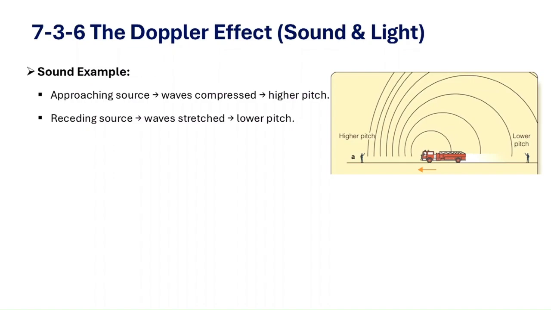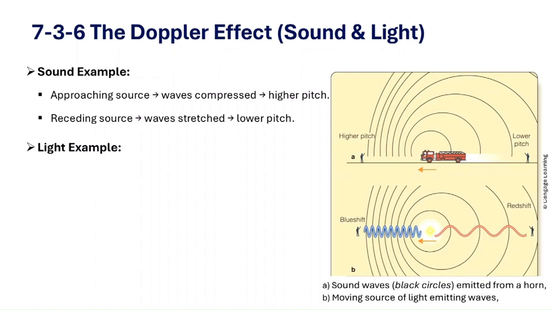And the same principle works with light. If a star is moving towards us, its light waves are compressed. That means blue shift, which gives shorter wavelength. And if the star is moving away, its light waves stretch, meaning red shift, which gives longer wavelengths. So see the light waves in the diagram. When the source moves towards the observer, the peaks are closer together. That's blue shift. And when it moves away, the peaks are farther apart, and that's red shift.